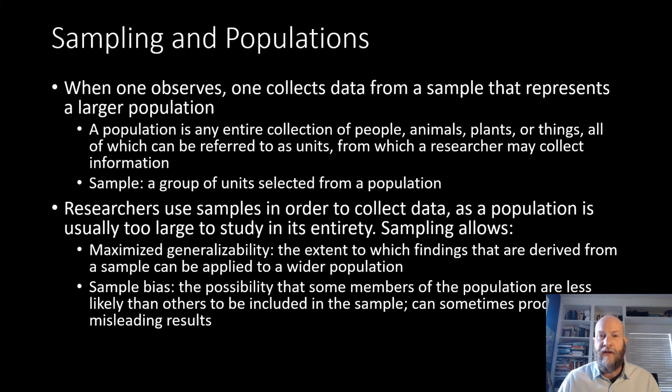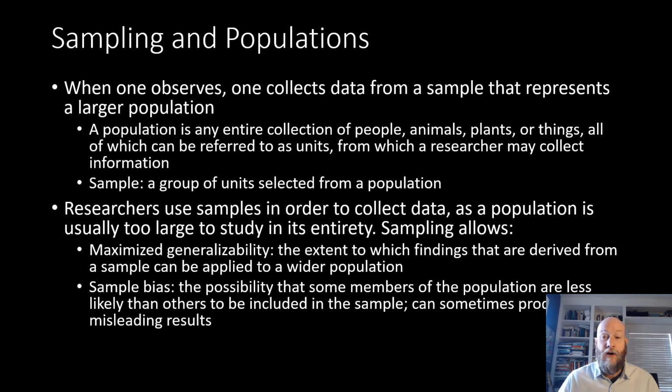So when I talk about a population in psychological research, this is the definition from your book: an entire collection of people, animals, plants, or things, all of which can be referred to as units from which you collect information as a researcher. Now that's very clinical and very scientifically cold, but people do various types of behavioral research on mice and on primates and things like that. If you're a botany researcher or a chemistry researcher, you might be utilizing plants. If you're an atomic physics researcher, you might be utilizing atoms of a certain element. But whatever it is, all of those that exist is the population.